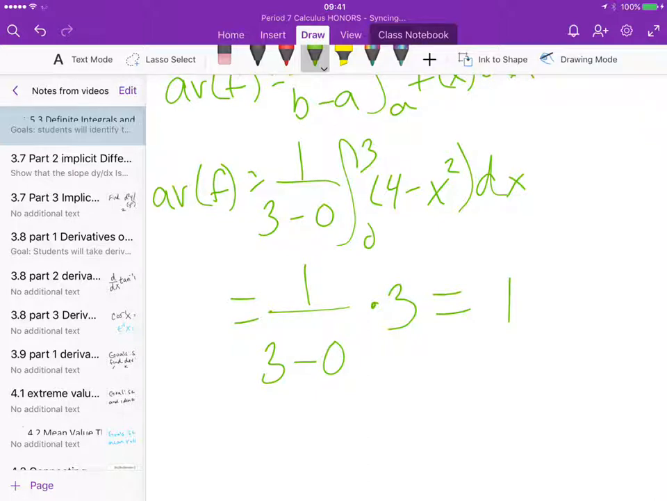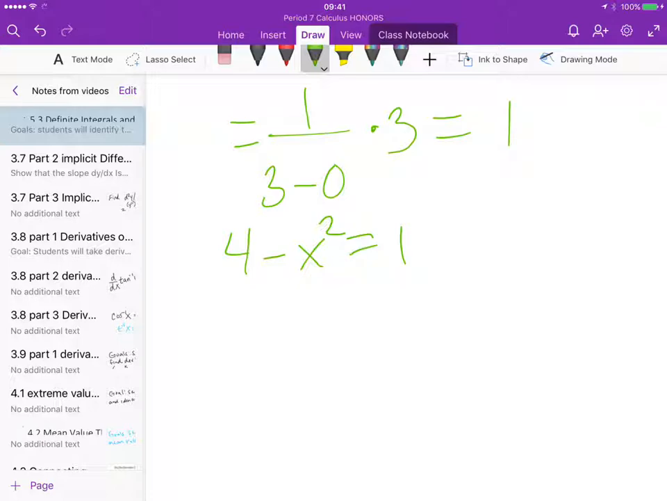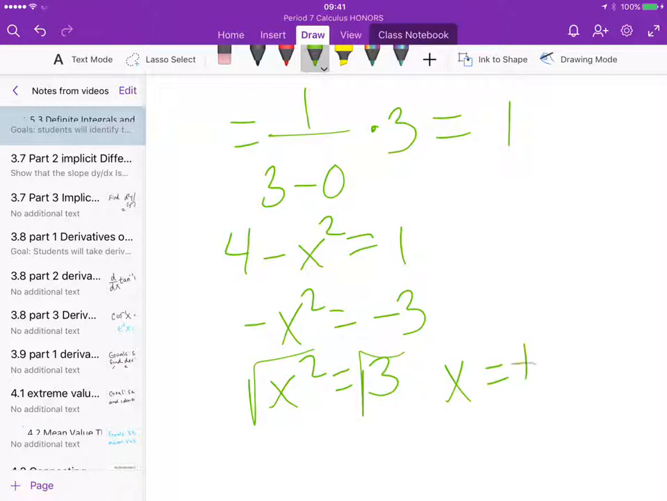Now the question says, can the f function actually take this value on at some point from 0 to 3? So let's think about this for a second. The function assumes the value when 4 minus x squared equals 1. So when does this happen? Well, it is going to at some point because I can actually solve for x here. Negative x squared equals negative 3. X squared equals 3. Rooting, x will equal plus or minus root 3.